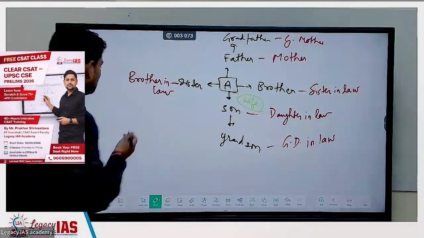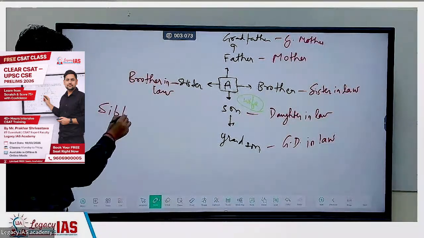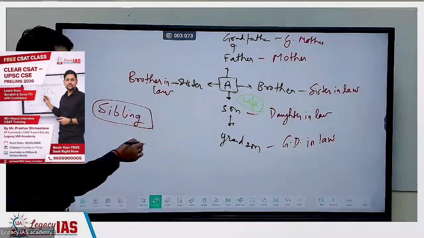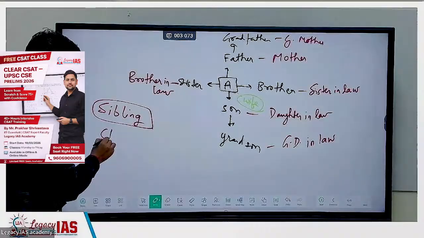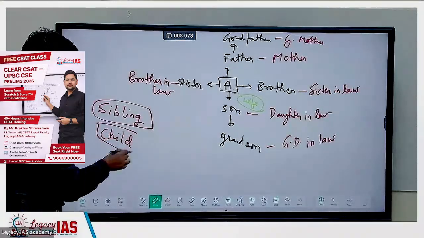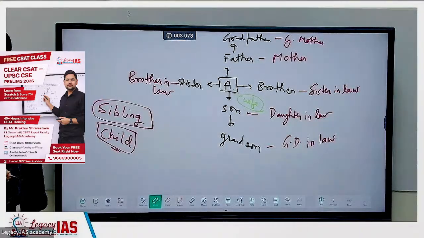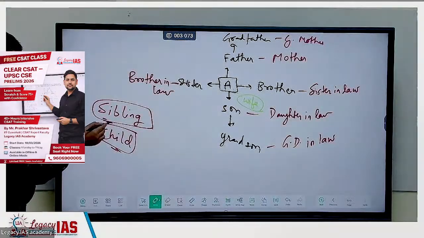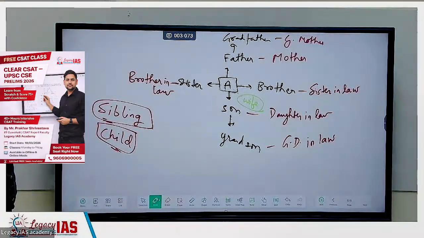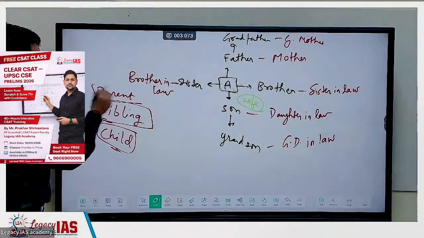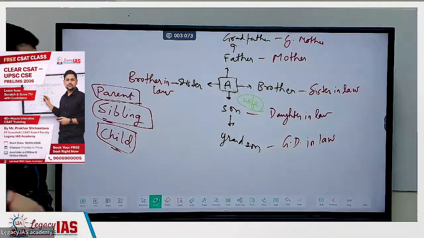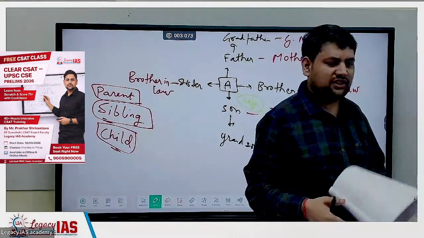Also, one word, that is sibling. This you know. Then one word is child. Child is gender neutral. Sibling is also gender neutral. If it says brother or sister, then they are defining the gender also. These are gender neutral terms. Similar is parent. Again, gender neutral. Okay, this much you would be knowing.